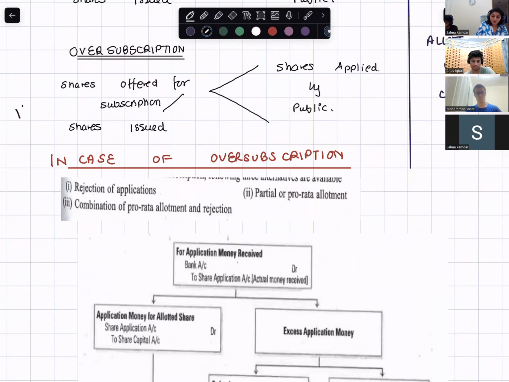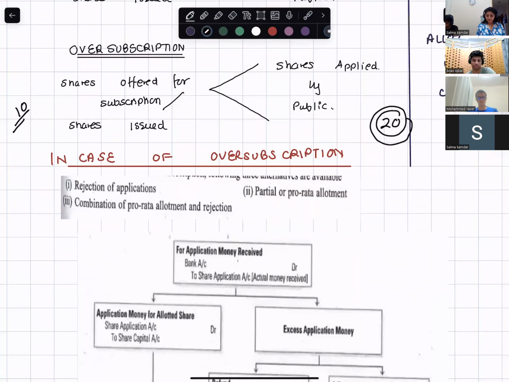But sometimes you have cases of oversubscription. Oversubscription is when you have offered people 10 shares, and people have applied for 20 shares. Say people applied for 25. One case is that you reject the application and refund the money for the extra 15. That you can do.